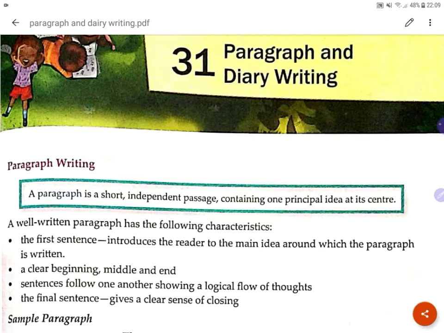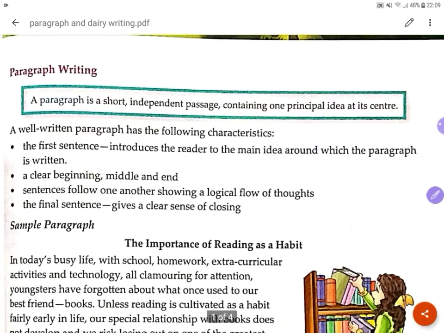Now the third point says the final sentence gives a clear sense of closing. In the final part, you'll have to write down in the end the remedies available. If there are remedies for any problem, then you may give a clear sense of closing, that it should be performed like this, it should be done like that, etc., right? So we'll go through a sample paragraph.